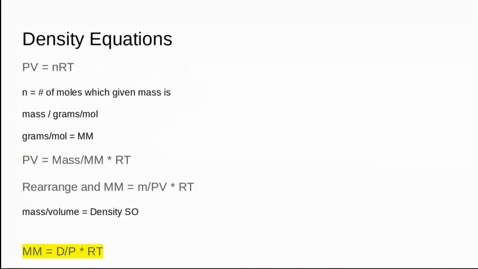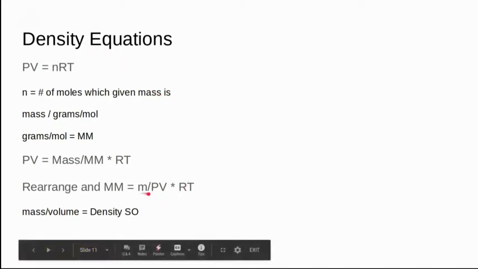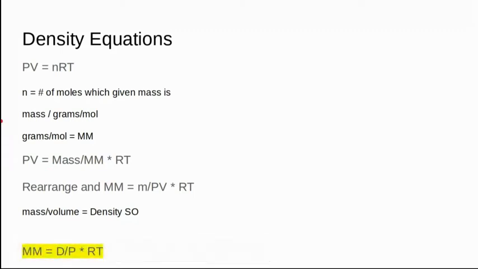Now, if you rearrange that, you have your equation for molar mass. You just divide the PV over, and you have molar mass as m over PV times RT. Now, mass over volume, as you can see right here, that's density. So we can say that the molar mass is density over pressure times RT. So you don't really need to know how to do that. If you just memorize molar mass is density over pressure times RT, you might get one problem like that on the quiz.